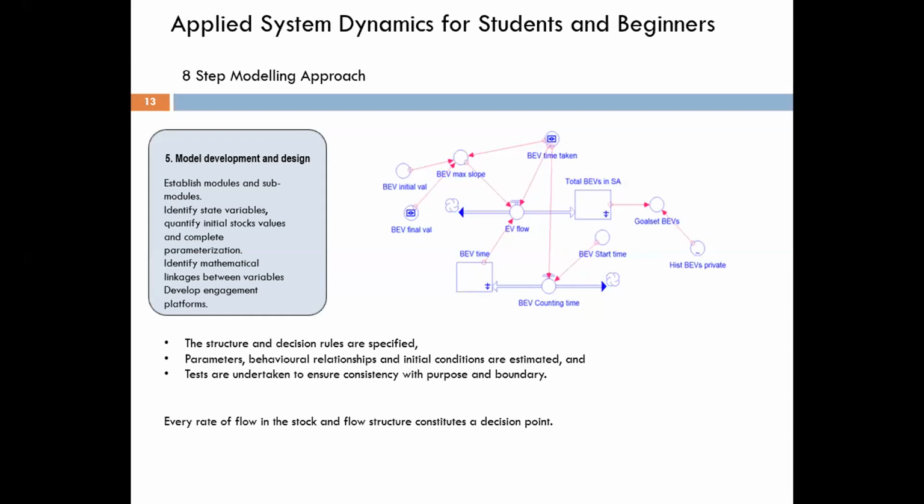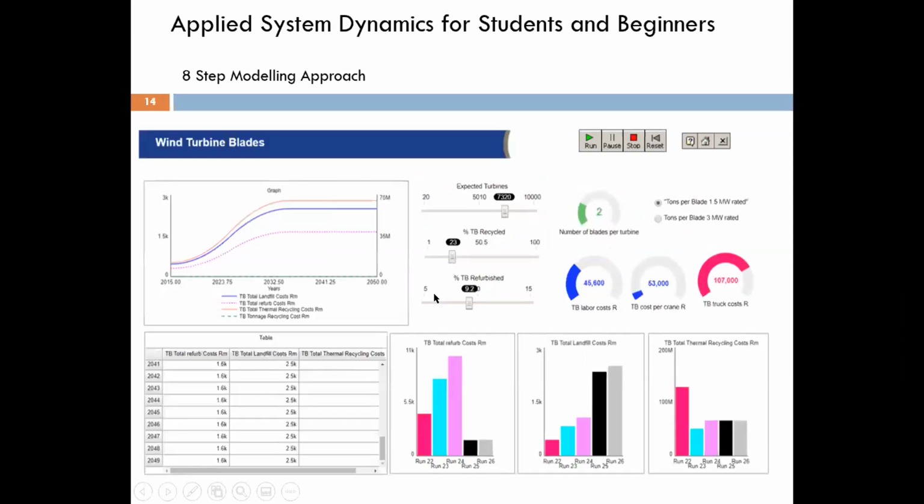So what's also important here is that every rate of flow in the stock and flow structure constitutes a decision point. Hence, it is essential to specify the decision rules relevant to each of these decision points. We'll actually have a little bit of a demo in terms of understanding our calibration and validation step with Andries in a few minutes.